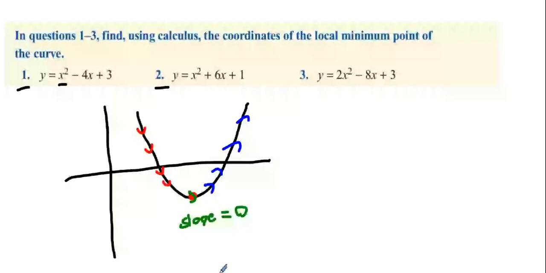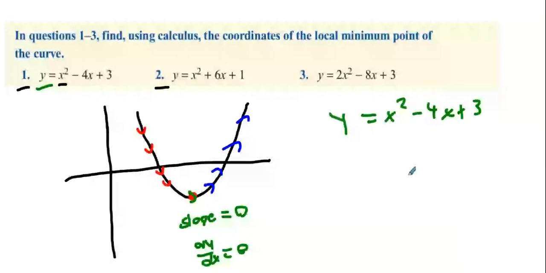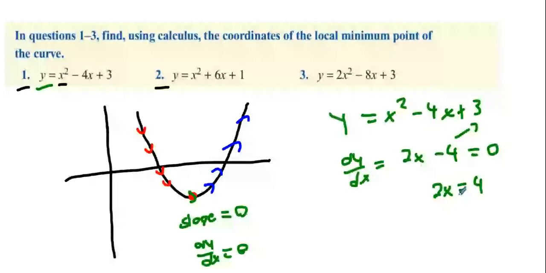Now, if your slope is equal to 0, this means your first derivative is equal to 0 at this point. So what we do is we differentiate the function y equals x squared minus 4x plus 3. When you differentiate it, what you should get is 2x minus 4. You know your slope's equal to 0, so the first derivative is equal to 0. Move it over the other side, you get 2x equals 4. Then you do 4 divided by 2, and this gives you an x value of 2.